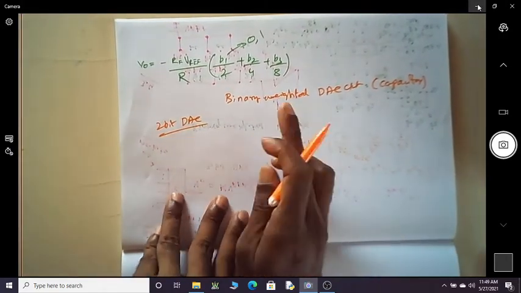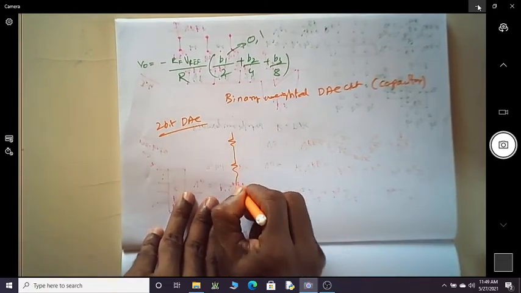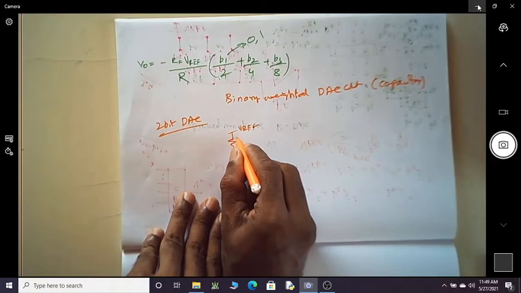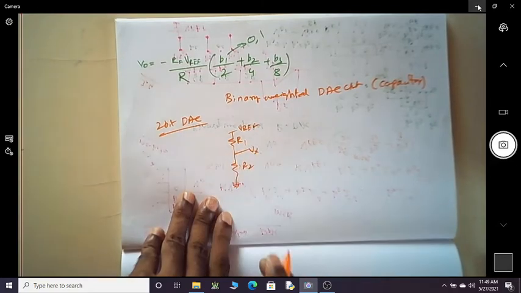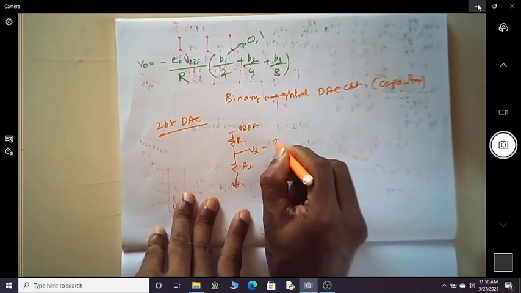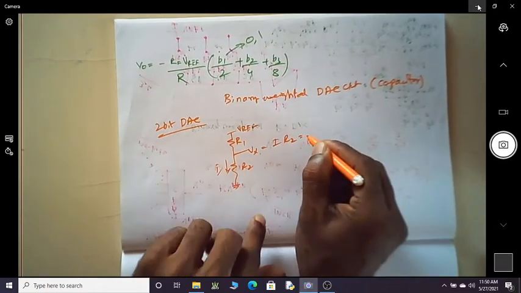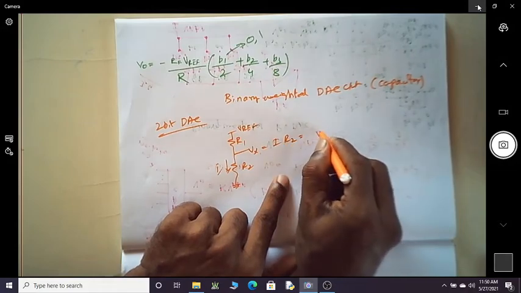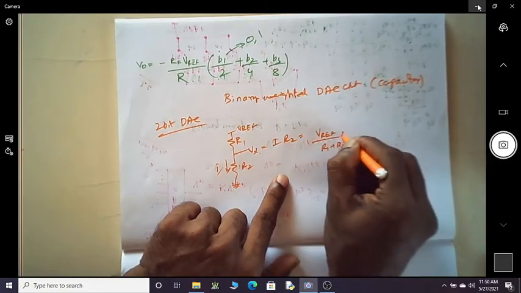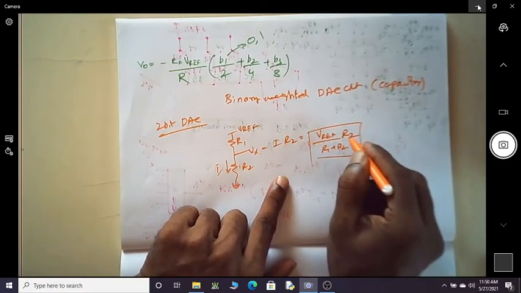Before we go into the actual circuit, try to understand how the potential gets divided if you have resistors. Suppose this is V reference, and this is R1 and R2. If you want to find an expression for Vx here, you can write Vx as equal to the current flowing through resistor R2 multiplied by the resistance R2. And we know that the current is V reference by R1 plus R2. So the expression for the output voltage is simply V reference into R2 by R1 plus R2.